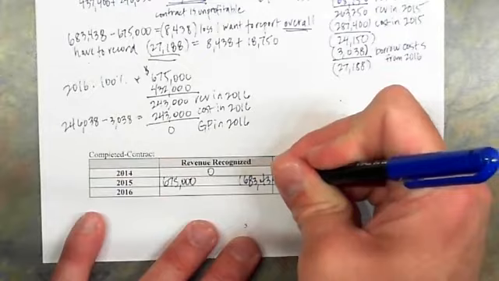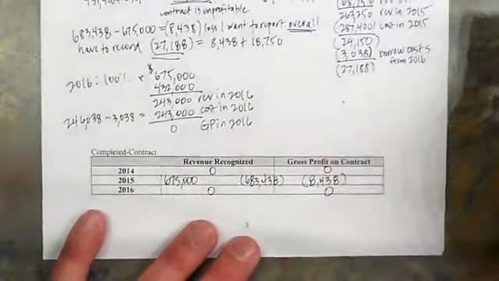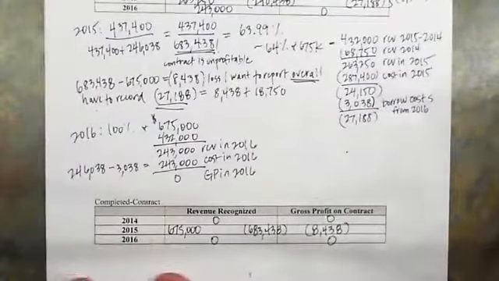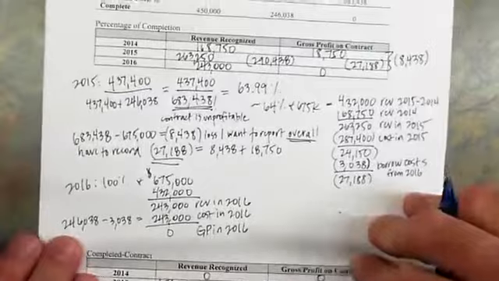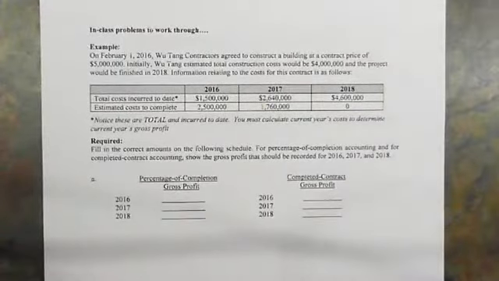So that was what it would look like under the completed contract method. All right. So the rest will be included in the problems that I work through with the other chapters, or with the same chapter, the other modules, and that is the entirety of Chapter 5.